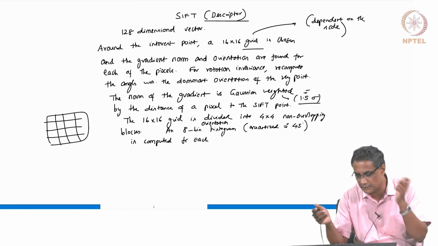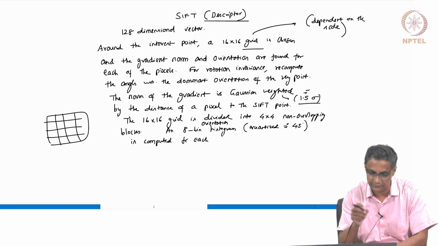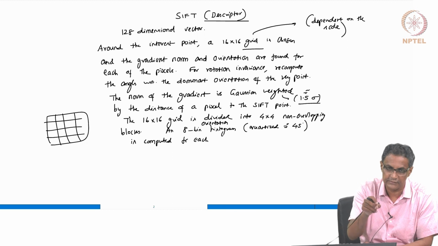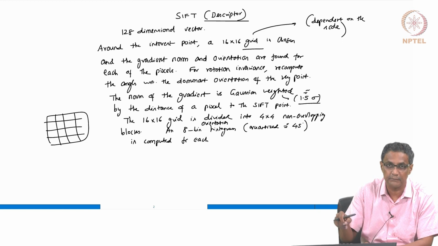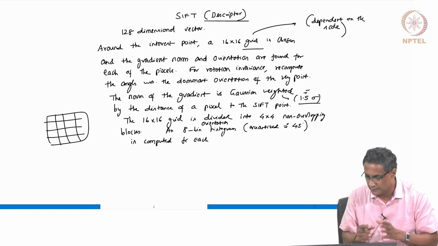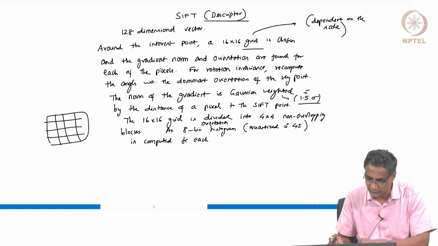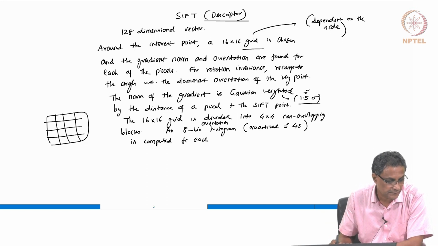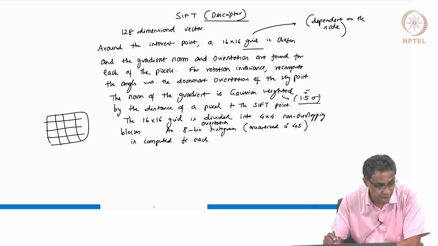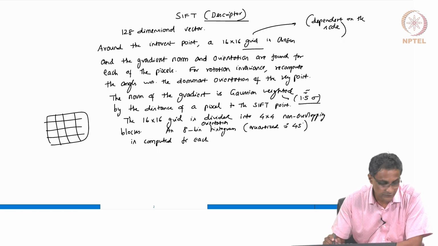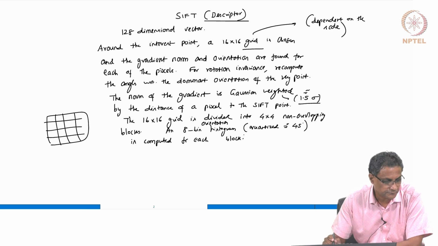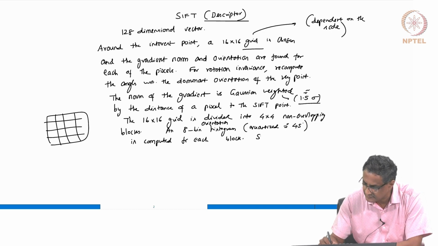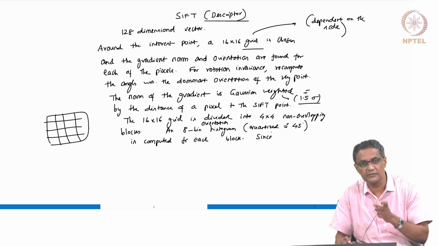Then wherever a pixel has a certain orientation and a certain gradient norm, you put that into that bin, and then you add up, so that you again get an 8-bin orientation histogram for each block. There are of course 16 such blocks, computed for each 4 cross 4 block. And since there are 16 such blocks, the ordering is important, okay, the way you order.